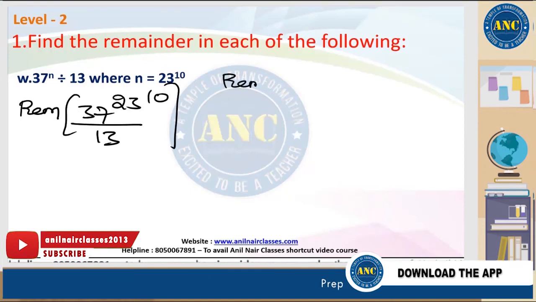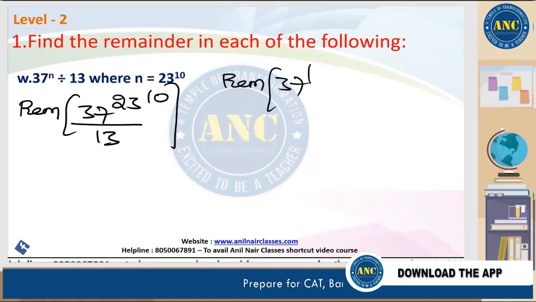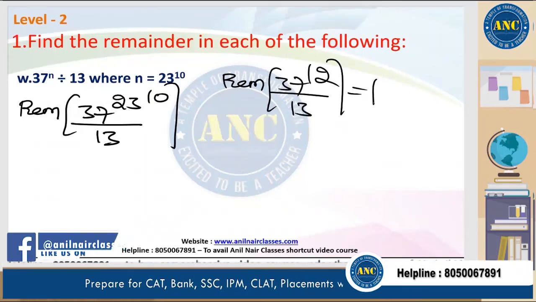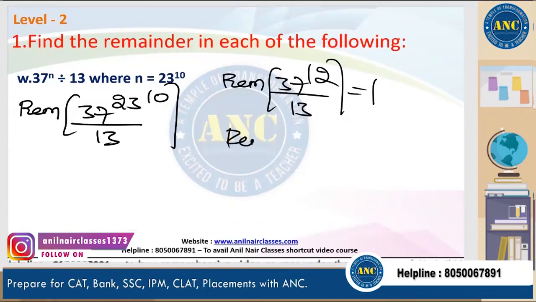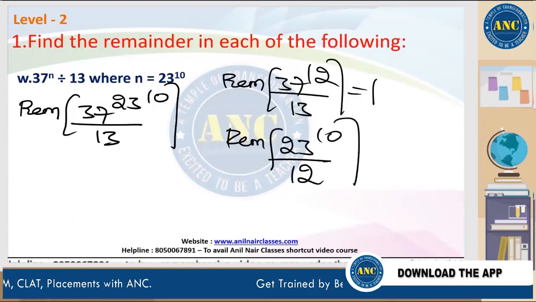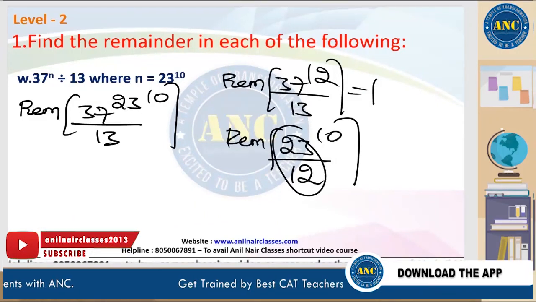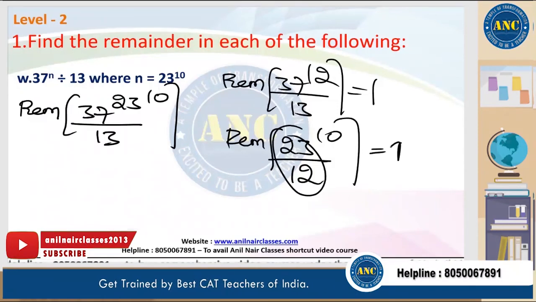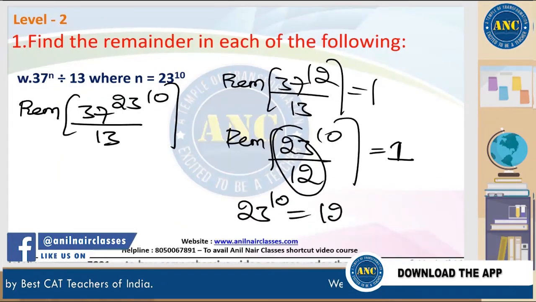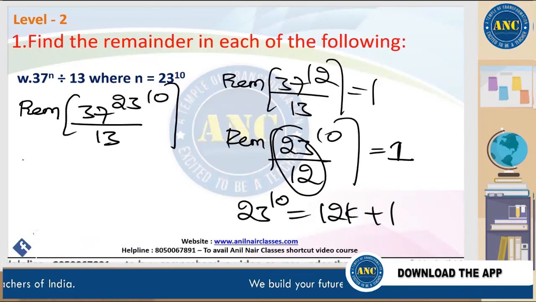If 13 is a prime number, 37 power 12 divided by 13 gives remainder 1, according to Fermat's theorem. So 23 power 10 divided by 12: 12 twos are 24, minus 1. Minus 1 power even is plus 1. So 23 power 10 is 12k plus 1.